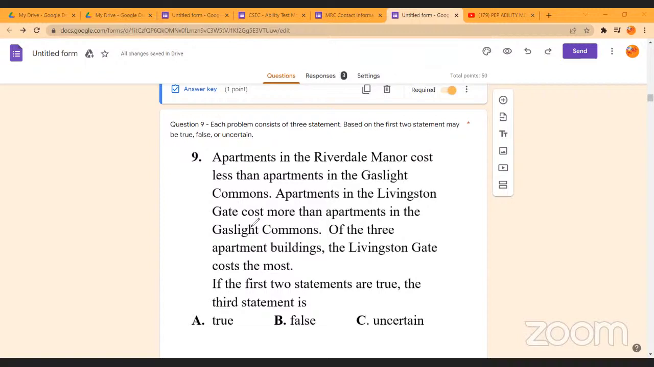Okay, so let's highlight these key bits again. Apartments in the Riverdale Manor. So we have apartments in the Riverdale Manor. Good. And we have apartments in Gaslight Commons. So that's two places where apartments are.